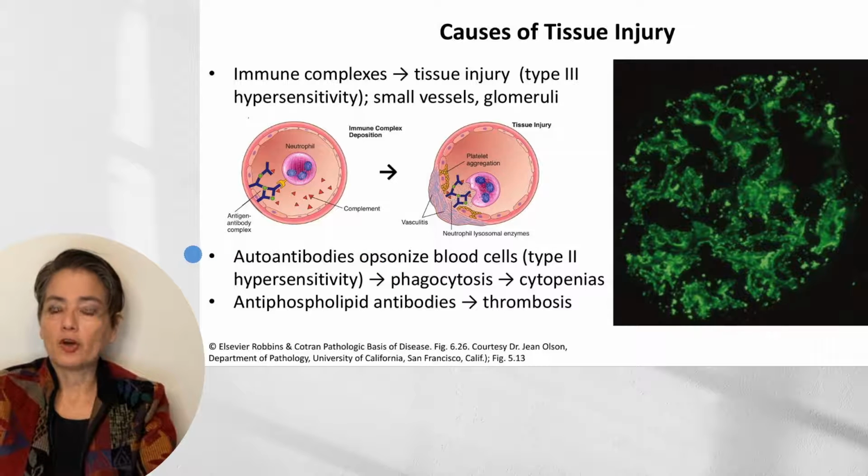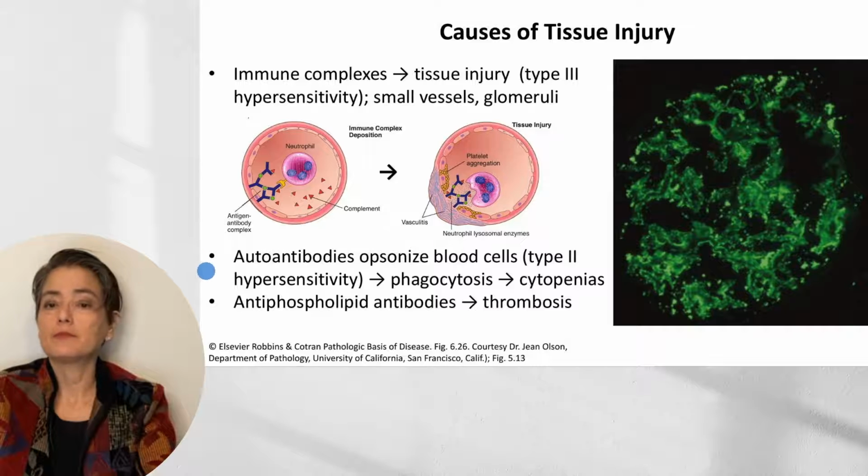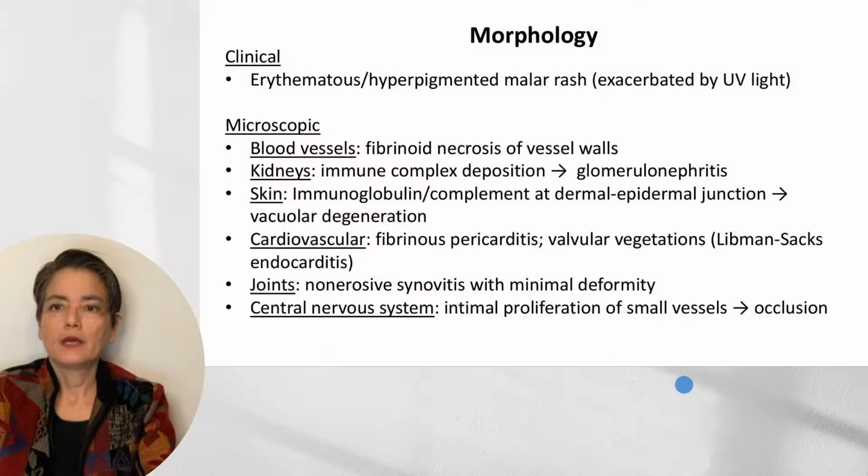Now, as I mentioned, we have autoantibodies that bind to other blood cells. This is going to be type 2 hypersensitivity. And once they opsonize these blood cells, they'll be phagocytosed, primarily in the spleen, leading to cytopenias. And then we also can have tissue injury due to our antiphospholipid antibodies, which, as I mentioned, through unknown mechanisms can lead to thrombosis.